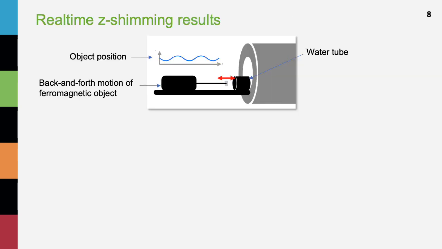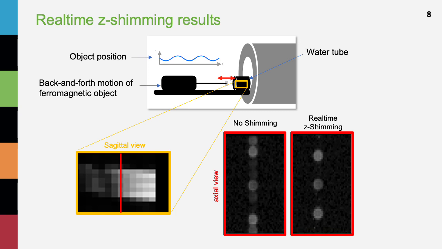An experiment that uses the real-time Z shimming scenario was performed on a mechanical Lego phantom. To simulate the respiration, a small oscillating ferromagnetic object touching a respiratory bellow was used. We compared two gradient echoes, one without shimming and one with the real-time Z shimming. We can see on the axial image the drastic decrease in ghosting.